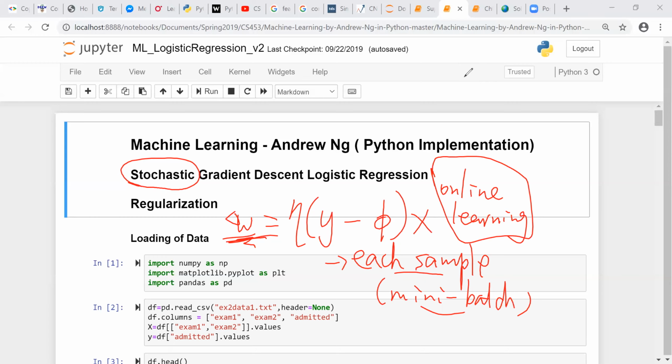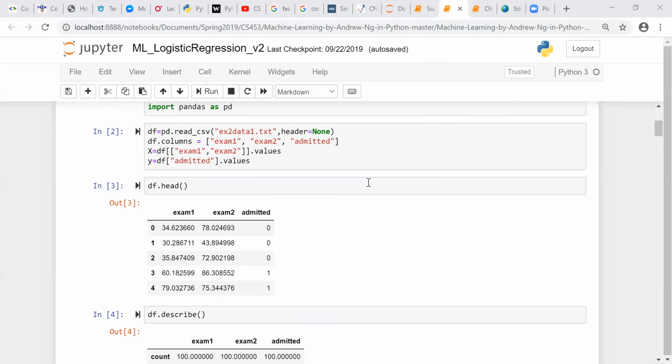Online learning. That's because it's kind of like streaming: you get one sample, then you update, then you get the next one and update again. So sometimes we also call this online learning. This concept is called stochastic gradient descent. So that's this concept, and then let's take a look.